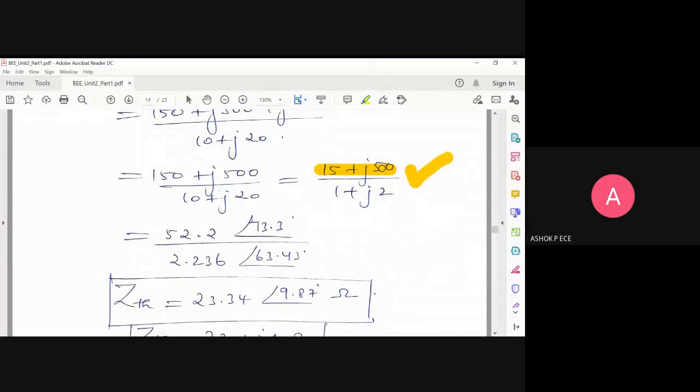Numerator, the polar format is 52.2, angle 73.3. Check whether these values are correct. Denominator, magnitude is square root of 1 square plus 2 square, angle is tan inverse 2. And what I got is 2.236, angle 63.43. Check whether these values are correct. Don't forget to take square root for magnitude and tan inverse for angle.